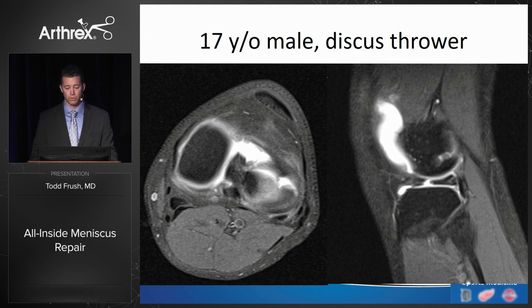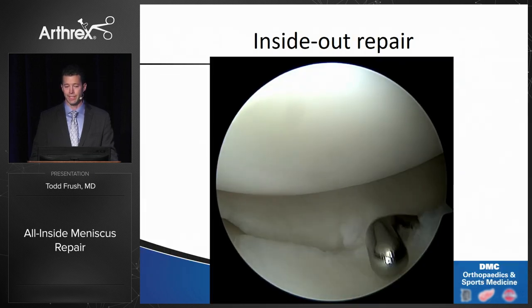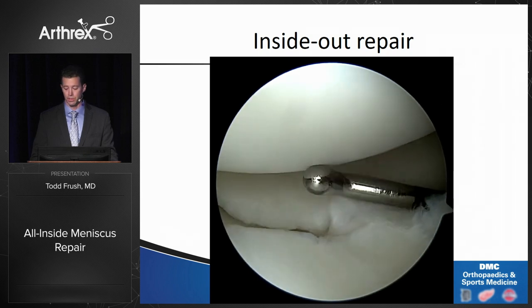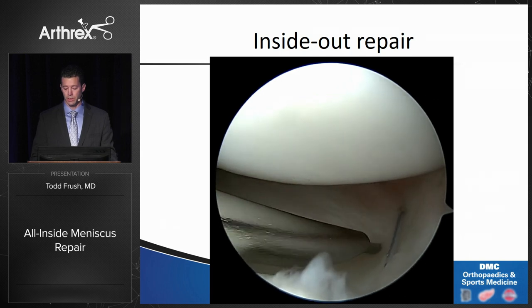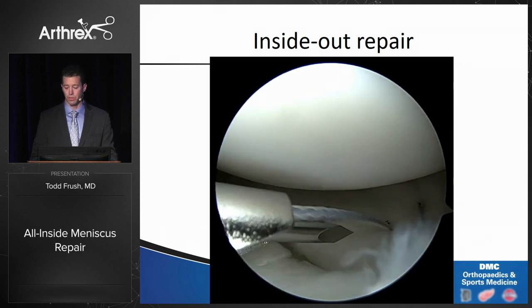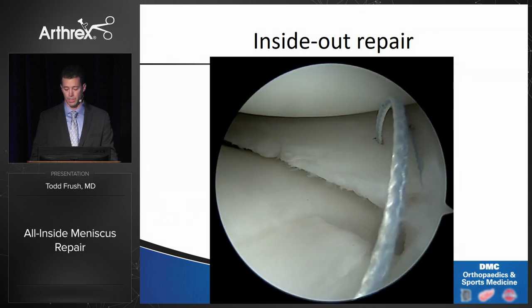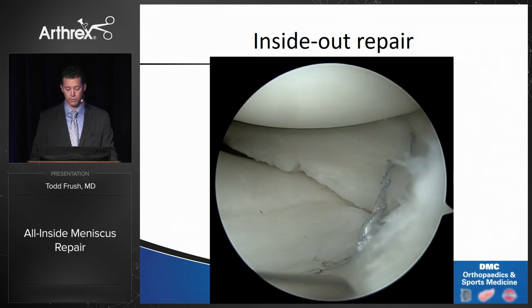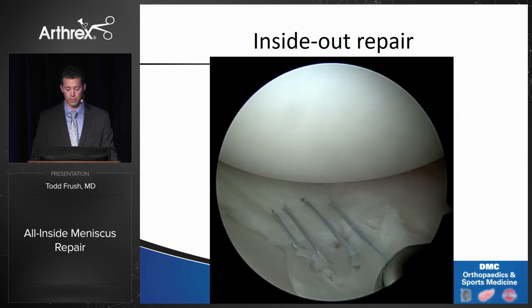This is a case of a 17-year-old male discus thrower, and we see that he has a complete radial tear through the junction of the anterior horn and midbody of the lateral meniscus. This is a relatively common tear to see in young athletes. Because of the zone of the tear, it's difficult to access with all-inside devices. We see a complete radial tear here. The inside-out technique allows access to any zone and is very effective for a nice stable repair of this with four horizontal mattress sutures tied over the capsule. And we see passing of sutures here for the inside-out technique and a very nice stable four horizontal mattress suture repair of a radial tear.